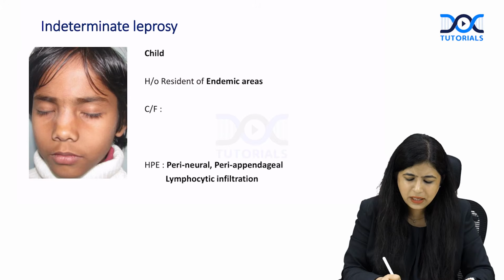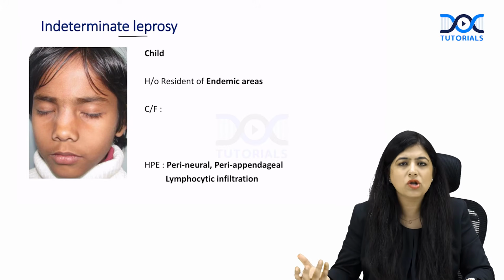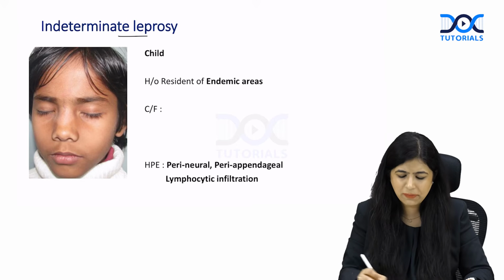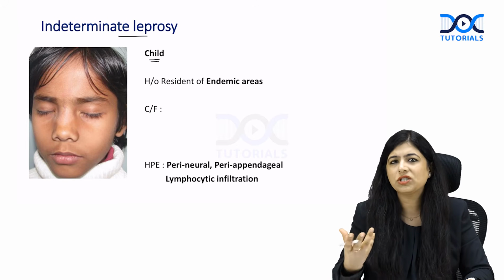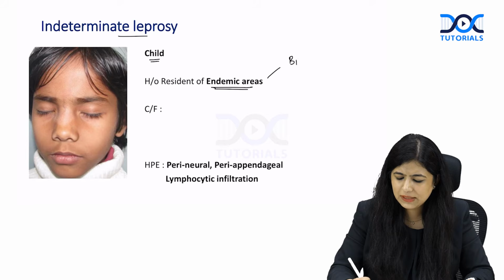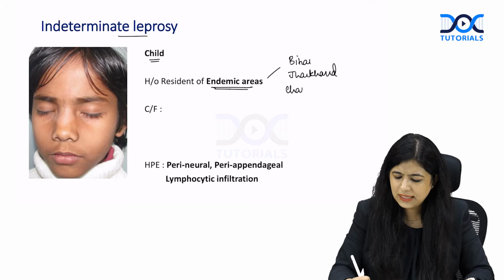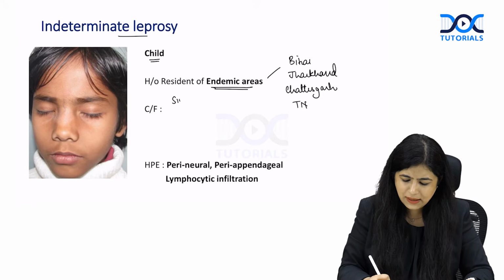So in indeterminate leprosy, the immunity is not mature. It is not decided what it is going to do with the bacteria. This is generally seen in children who are exposed to the infection early in their life, that is, they are residents of endemic areas. Endemic areas for leprosy in India include Bihar, Jharkhand, Chhattisgarh, and Tamil Nadu.